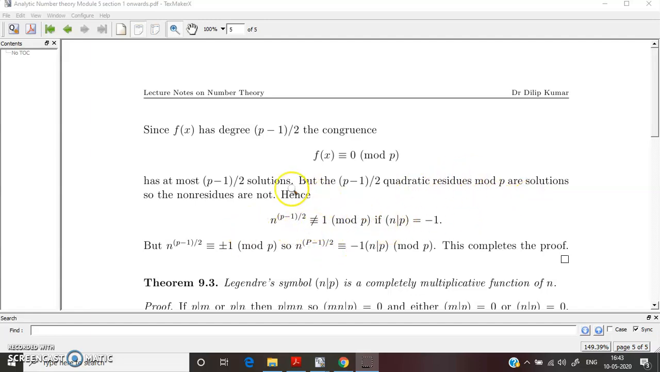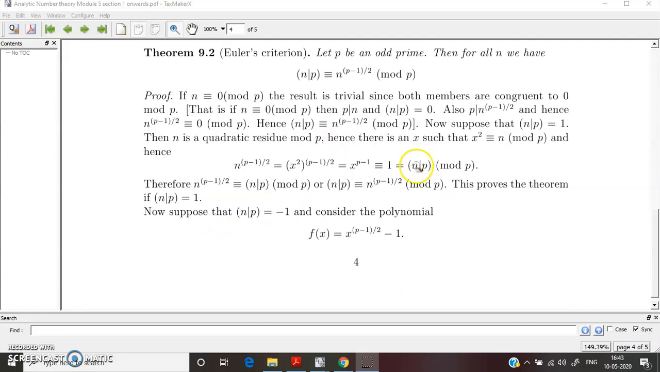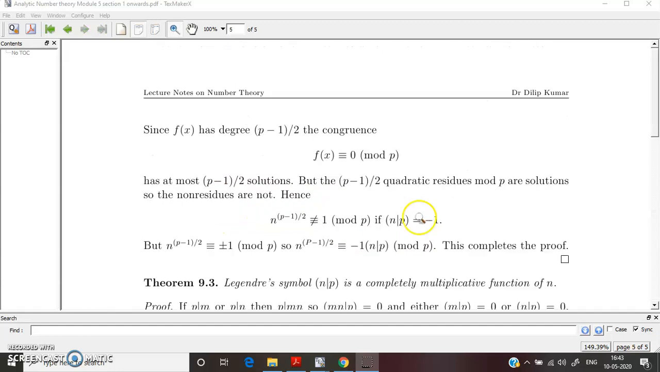So that is why. But here it is not a solution. Non-residues are not a solution, but we are assuming that they are non-residues. (n/p) is a non-residue. So in that case we have to say that n raised to (p minus 1)/2 is not congruent to 1 mod p if (n/p) is minus 1, because we have assumed that (n/p) is minus 1.